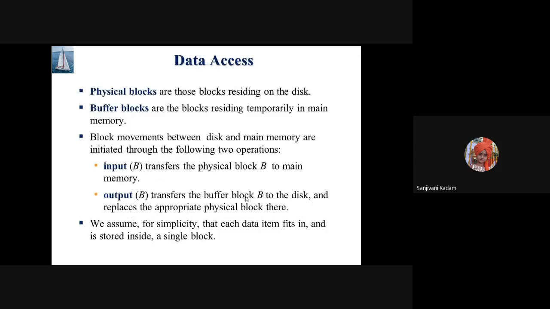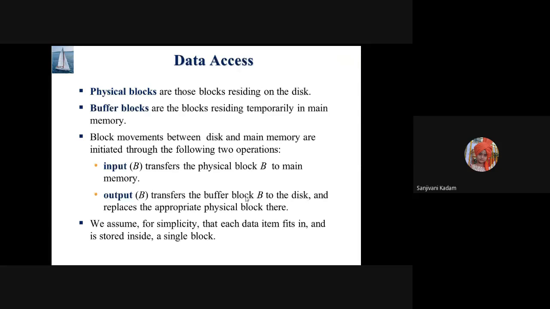Next, data access. Physical blocks and buffer blocks. Physical blocks are those blocks residing on the disk. Buffer blocks are those residing temporarily in the main memory. Disk refers to secondary storage and main memory refers to primary storage. Physical blocks are in non-volatile storage, and buffer blocks are in volatile storage.